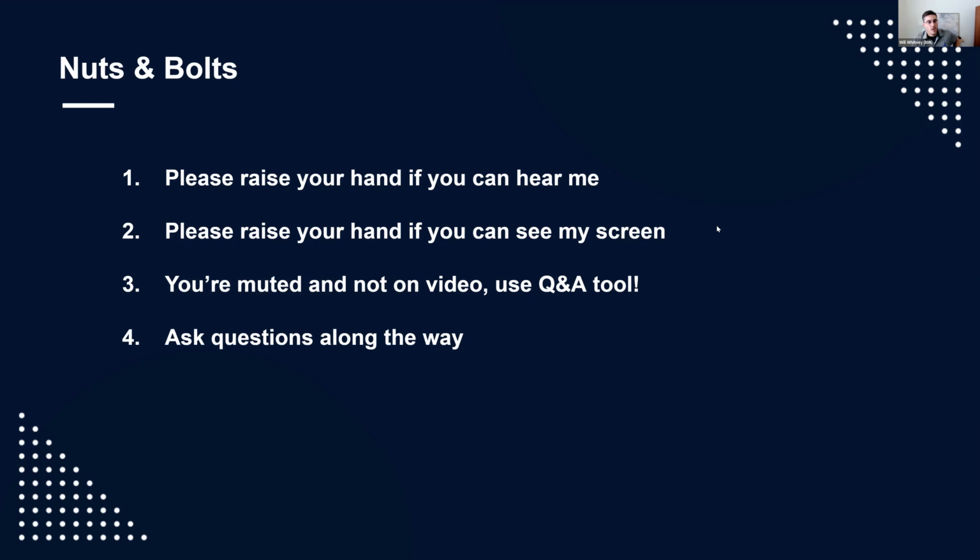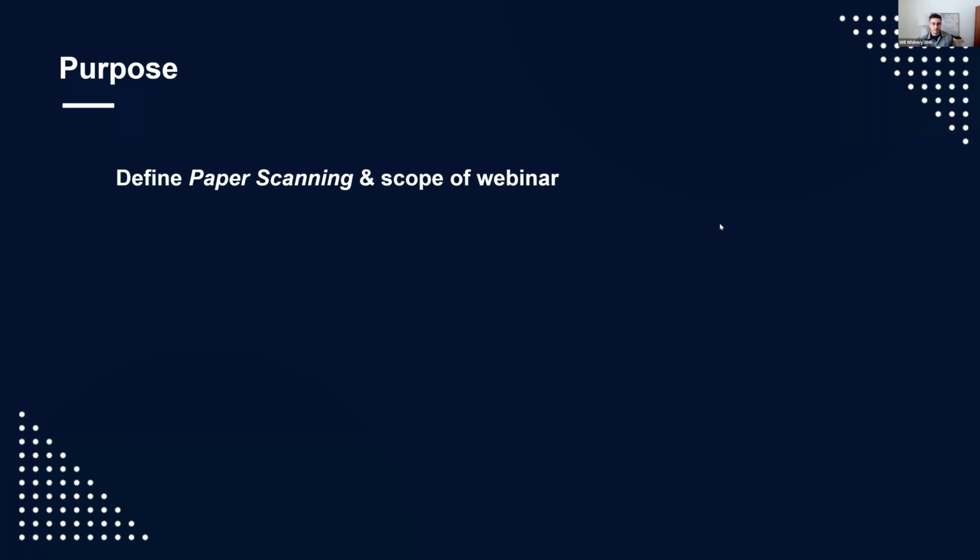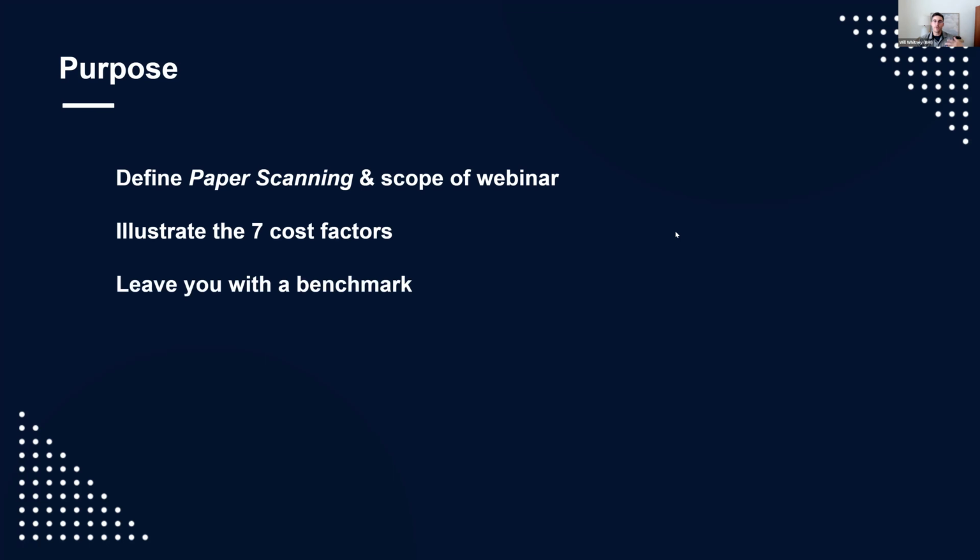The purpose of today's webinar is, one, to define paper scanning as we see it and how we think most of our clients see it, and then the scope of what we're going to go over. We're going to illustrate the 7 cost factors of paper scanning, basic factors that apply to almost every project, and leave you with a benchmark for a project cost. We're not going to have exact numbers for you, because that depends on your individual circumstances, project, and scope, but you'll at least have a general baseline and an idea of whether you're above or below it.